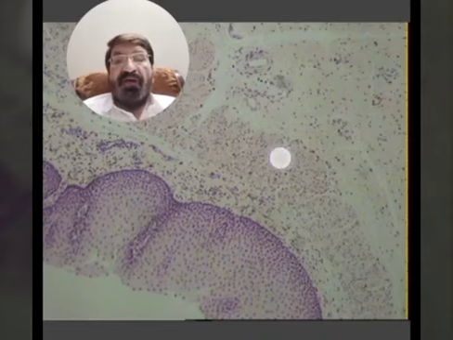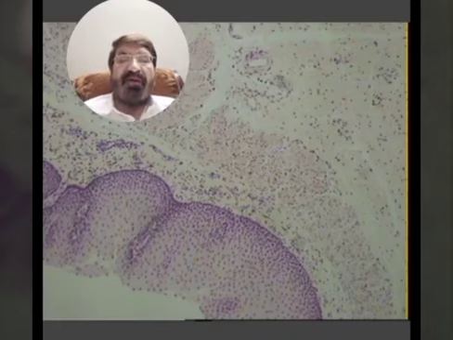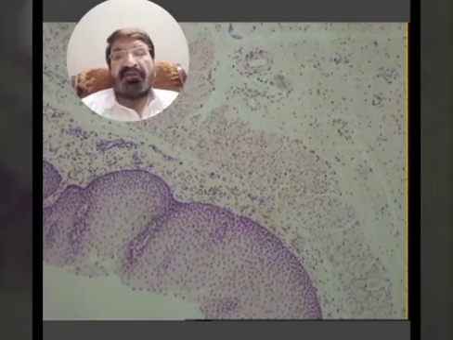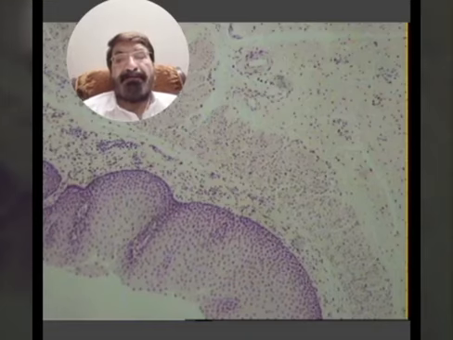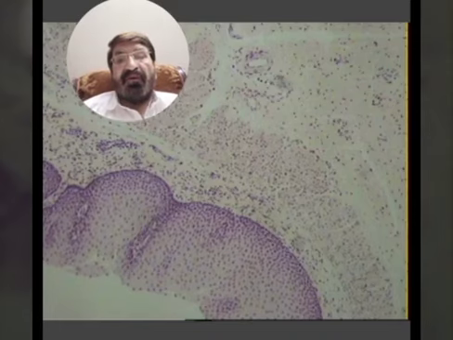And then we have another layer of smooth muscles, inner circular and outer longitudinal. This is called the muscularis mucosae because this is part of the mucous membrane. Then there is the submucosa, a broader zone of connective tissue, and this has the Meissner's nerve plexus inside.